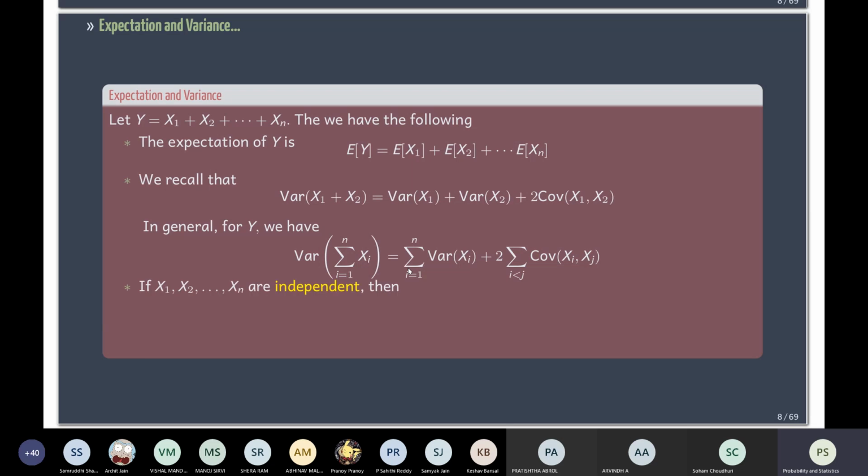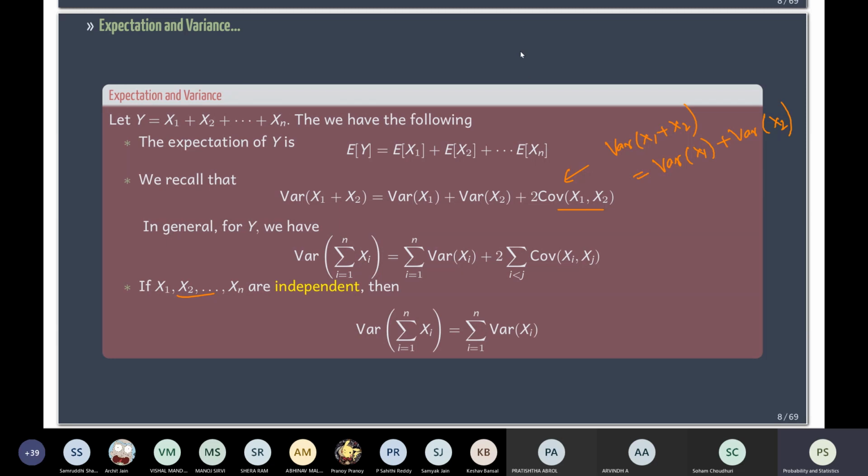Okay, so if x1 to xn are independent, then the variance will be the sum of the variances. This is something we have done for the two variable case. If x1 and x2 are independent, the variance of x1 plus x2 is the variance of x1 plus the variance of x2, and this is because if they're independent, the covariance term goes away, right? So the same thing happens here. Here we are talking about n random variables and they are mutually independent, so those cross terms won't be there anymore. This we have also proved before.